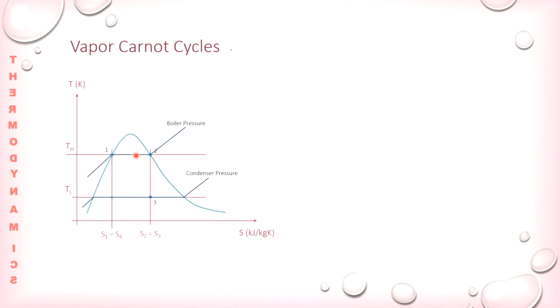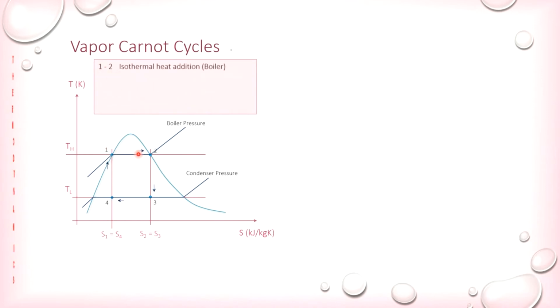So you have the cycle, with intersection points 1, 2, 3, and 4. Point 1 is saturated liquid. Point 2 is dry saturated vapor. Point 3 is wet vapor, and point 4 is also wet steam or wet vapor. And then it goes in the clockwise direction.